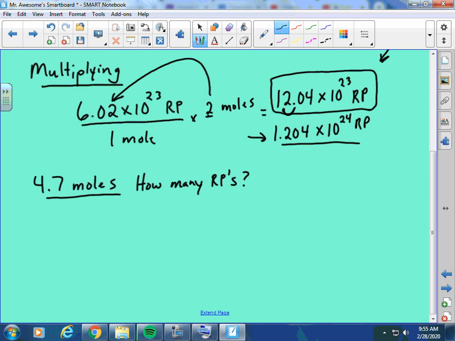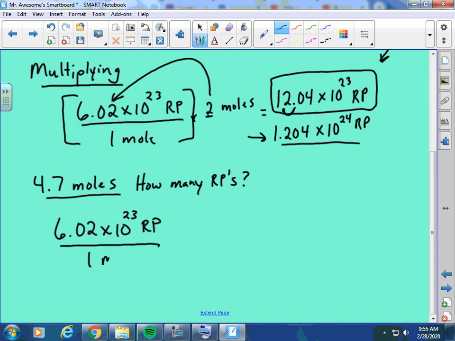We're still going to use this fact, right? We know there's 6.02 times 10 to the 23rd representative particles per 1 mole. So how are we going to find out how many particles are in 4.7 moles? Times that by 4.7, exactly. So I'm going to take that, and I'm going to multiply by 4.7 moles.